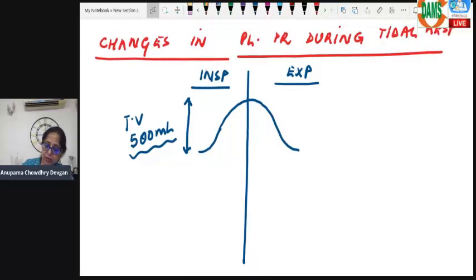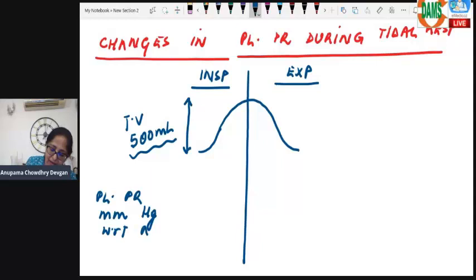Now the pleural pressure in millimeters of mercury with respect to atmosphere. This is minus 2.5 millimeters of mercury. I've already told you, this is negative with respect to atmosphere. Two reasons: elastic recoil of the lungs and elastic recoil of the chest wall. These are two opposing forces, and that is responsible for a negative pressure in the pleural space. At the end of a tidal expiration, before you start your inspiration, this pressure is minus 2.5 millimeters of mercury.